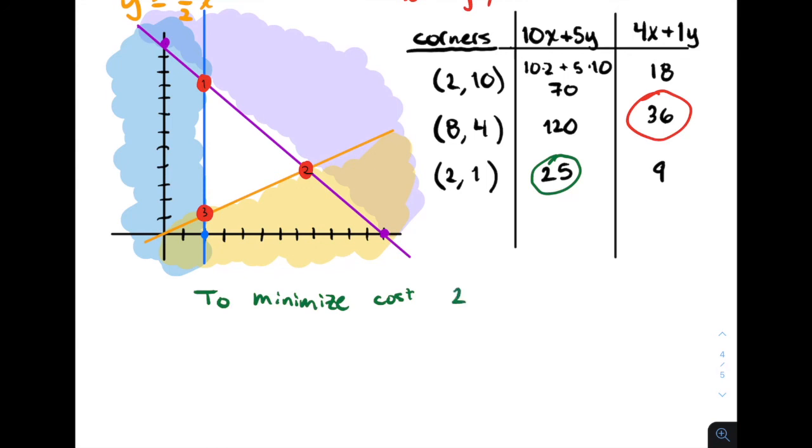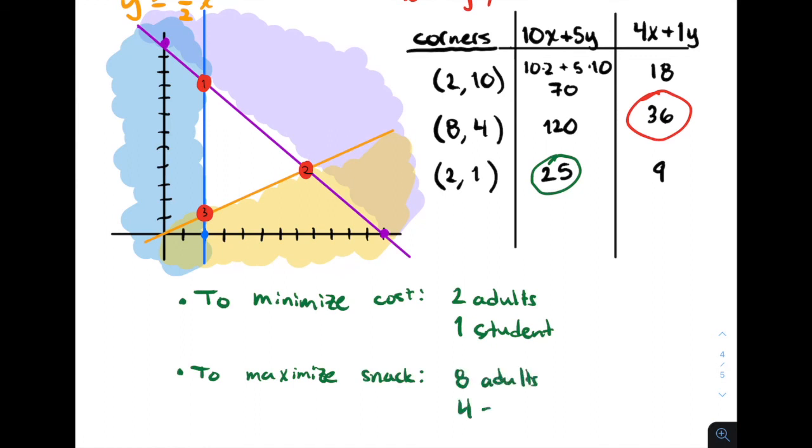To interpret our final answer, we would say that to minimize cost, or that the cheapest field trip would involve 2 adults and 1 student. To maximize number of snacks that can be brought, we'd want to bring 8 adults and 4 students. Depending on the problem, they might also want to know what the actual optimal value was. So I'll just jot those down as well.